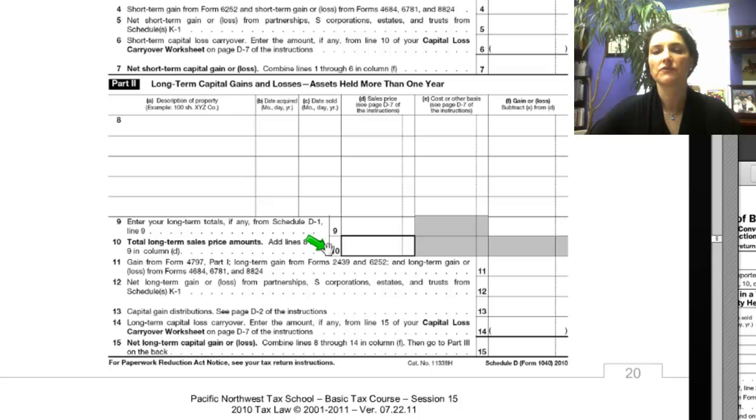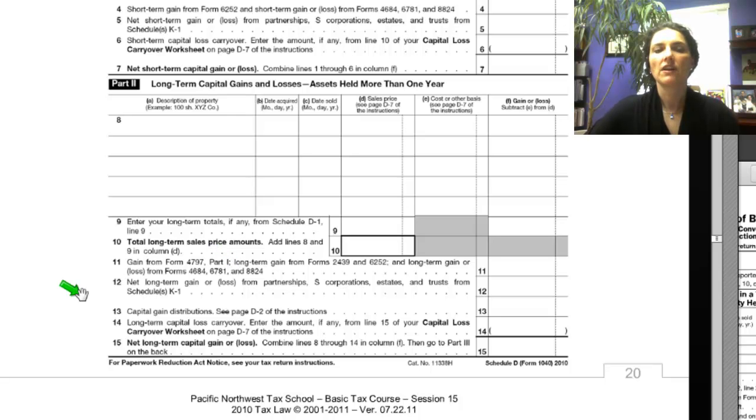2439 is a specialized form. We won't cover that till a little bit later in our course. 6252 is, of course, installment sale. 4684 is casualty or theft loss. 6781 is futures or commodities transactions, and 8824 is like-kind exchange.